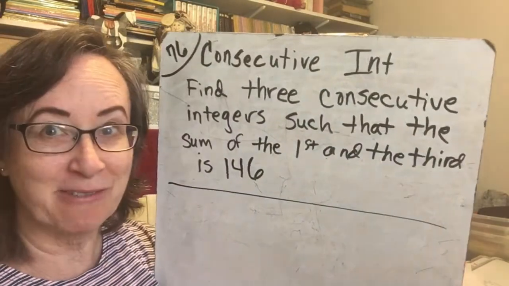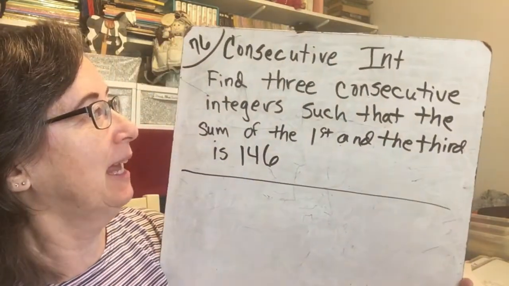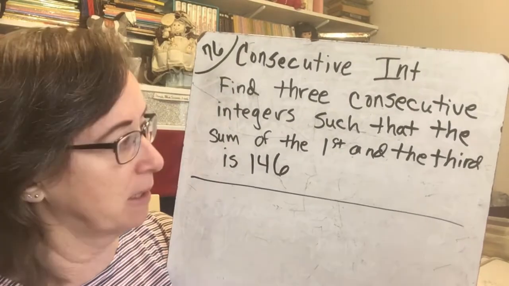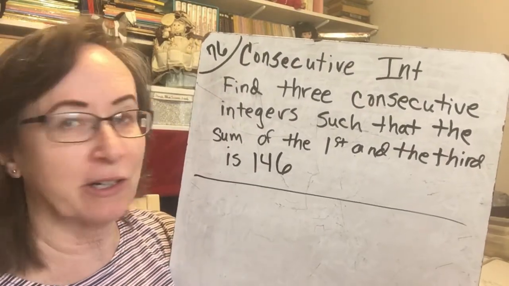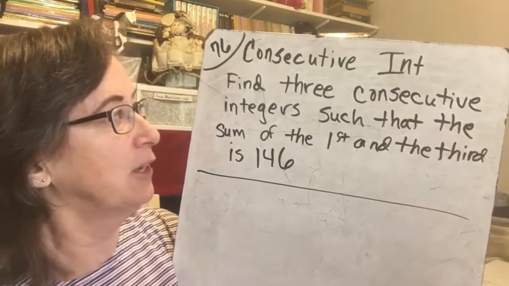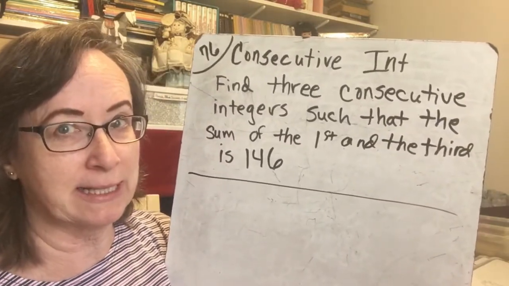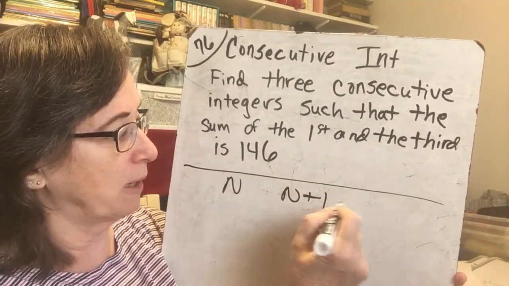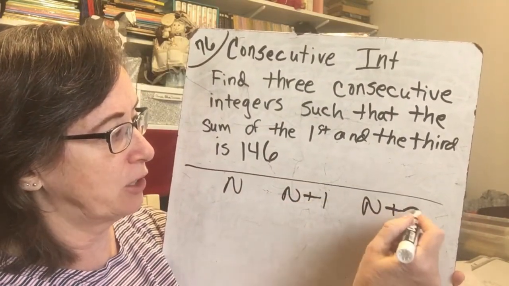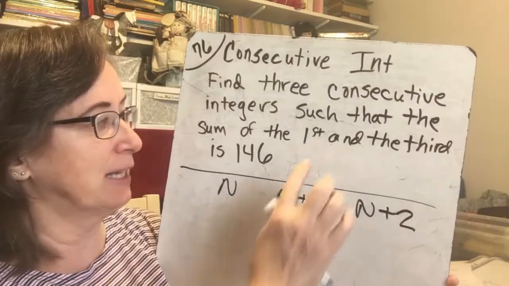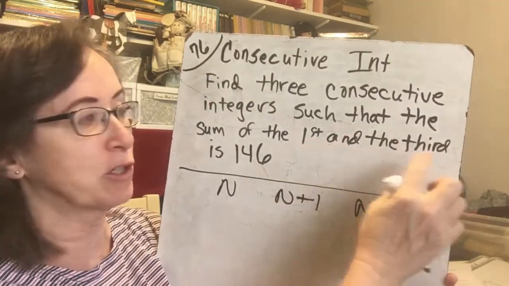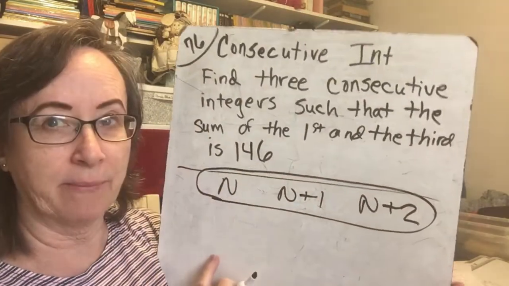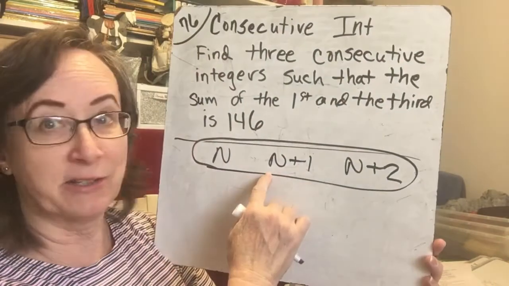Okay, so here's our first example problem. Find 3 consecutive integers such that the sum of the first and the third is 146. So we're looking for 3 consecutive integers. So we would call them n, n plus 1, and n plus 2. Now the ones that enter into this discussion are the first one and the third one, but we're wanting to find all 3. So this is our assignment.